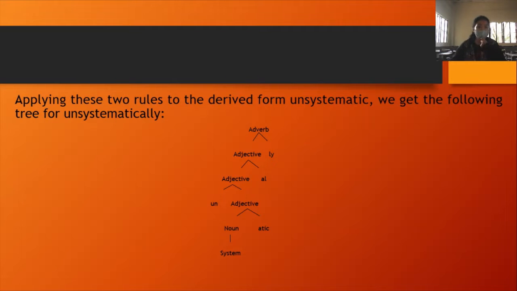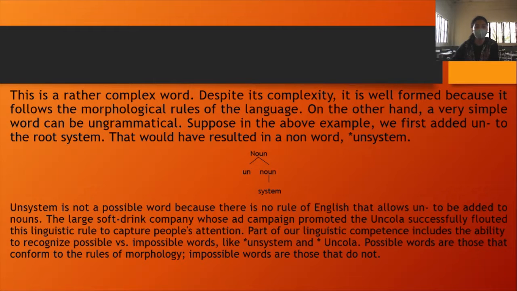So, applying these two rules to the derived form unsystematic, we get the following tree for unsystematically. So, this is the diagram. This is a rather complex word. Despite its complexity, it is well formed because it follows the morphological rules of the language.